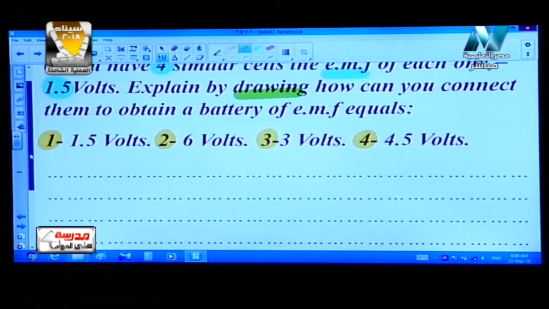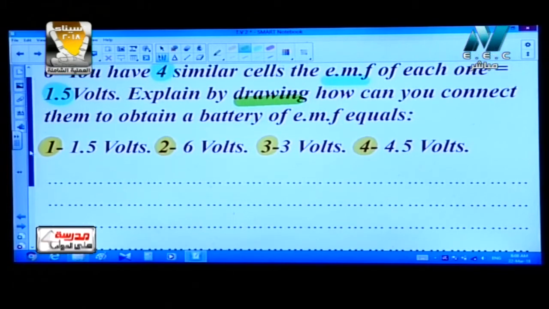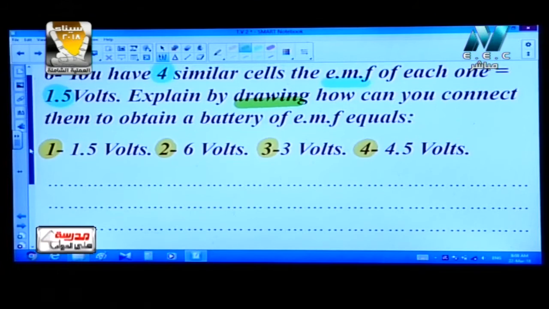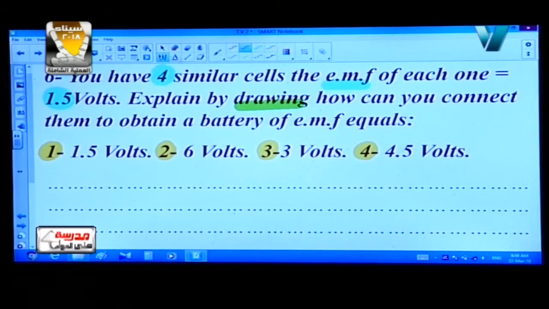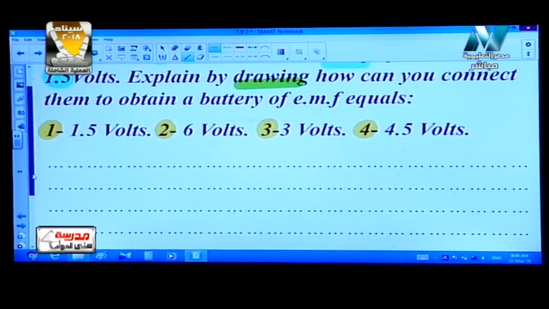So here we should know the two types of electric cell connection: series and parallel connection. Number one, how can we connect them to obtain 1.5 volts? In this case we should connect all the electric cells in parallel connection, because then we obtain the minimum electromotive force. All positive poles are connected together, and on the other side all negative poles are connected together.